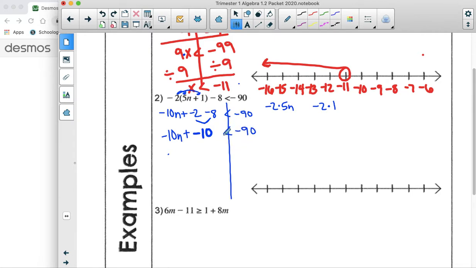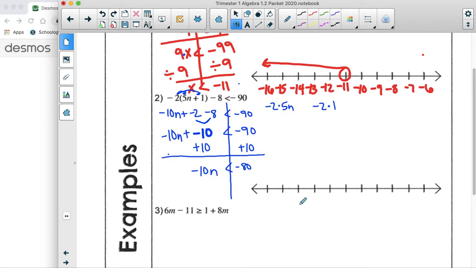Every time I'm rewriting that inequality. The only time I'm going to switch it is if I multiply or divide both sides by a negative number. Okay, so this negative 10 is chilling with an n. We get rid of adding negative 10. Inverse of adding a negative is adding a positive. So add 10, add 10. Negative 90 plus 10 is going to be negative 80. Keep that less than sign because there's no multiplying or dividing. Negative 10n is less than negative 80.